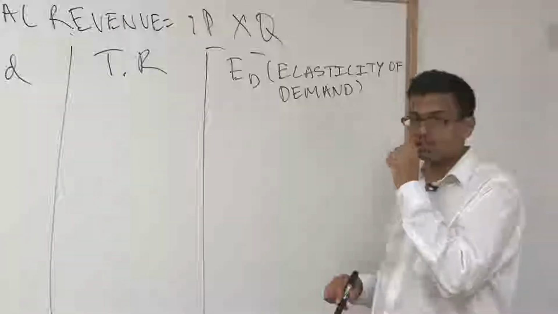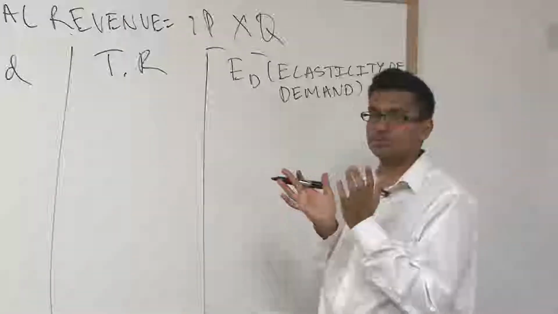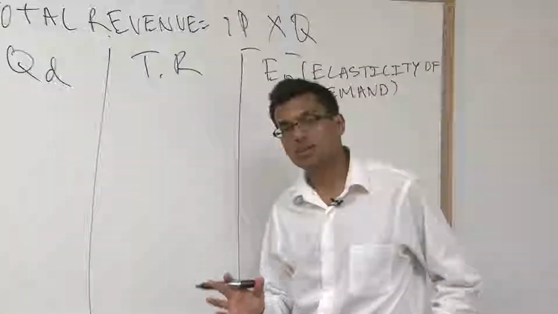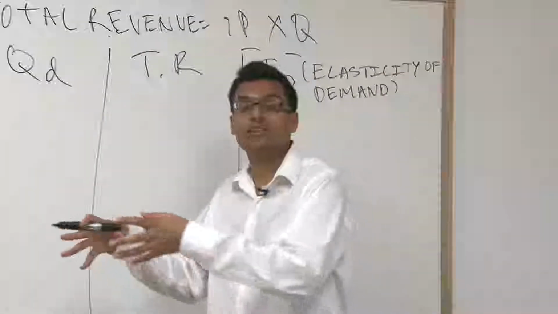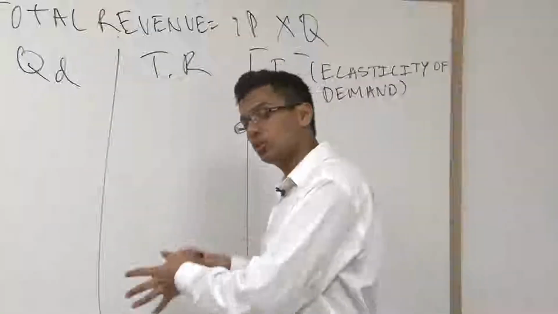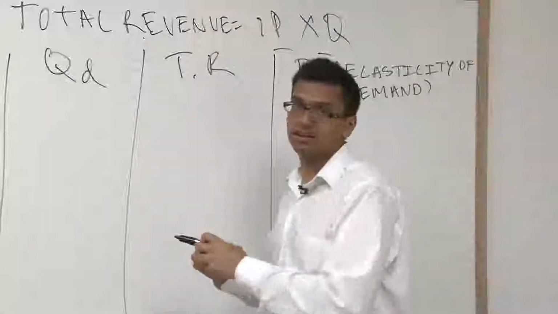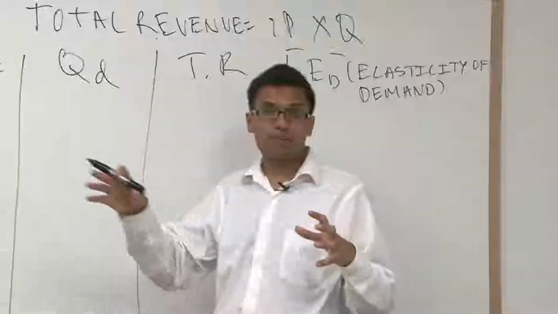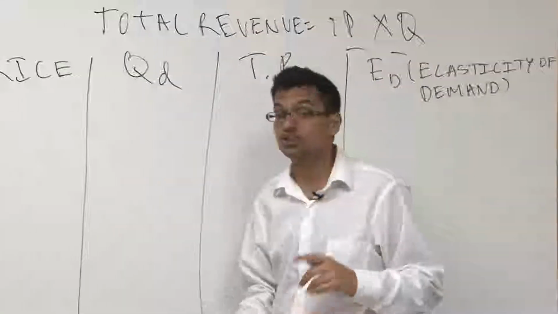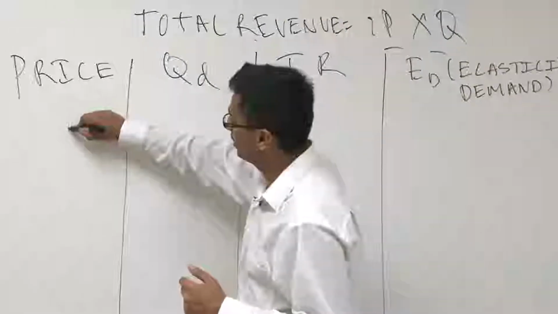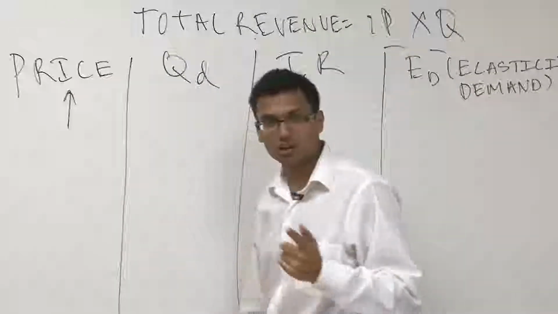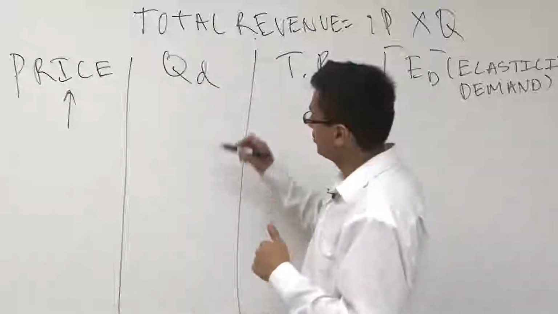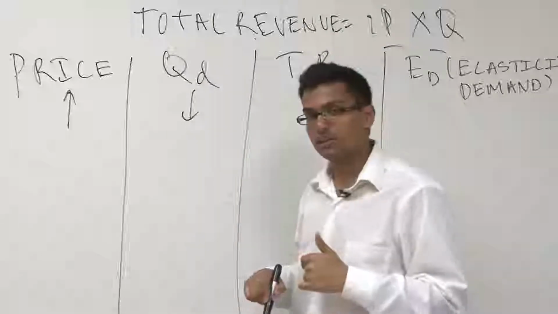So we have 4 columns. Whenever we talk about elasticity, let's talk about the price change first, and how that affects quantity demanded, and then how that affects total revenue, and then we can talk about elasticity. Make sense? So we first start off with the price change. Our first example is an increase in price. If there's an increase in price, my quantity demanded goes down.